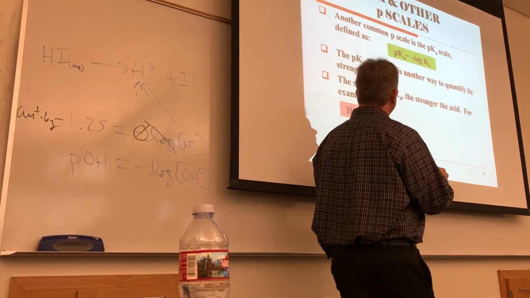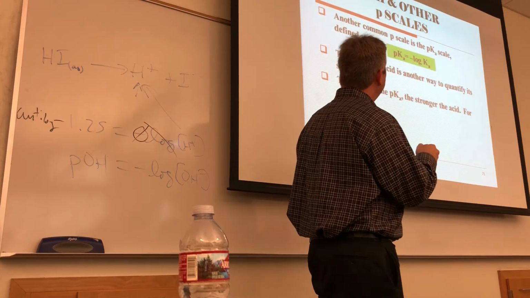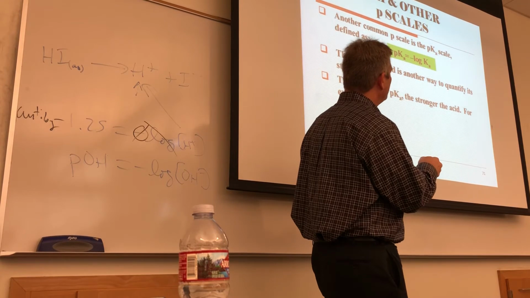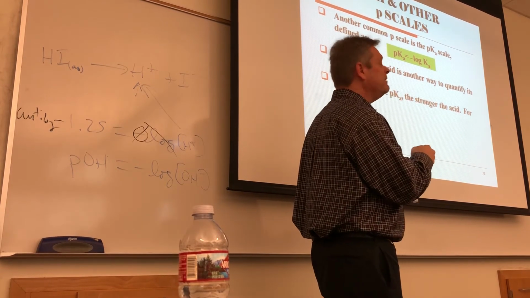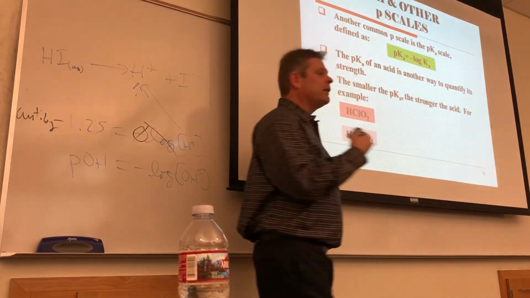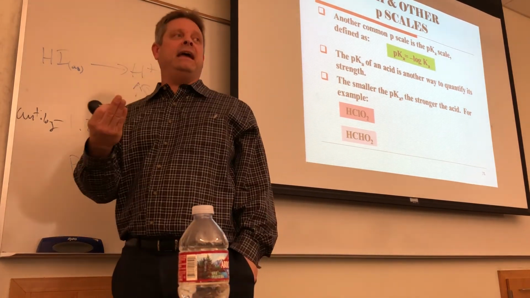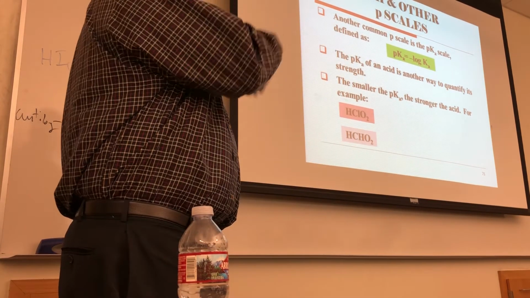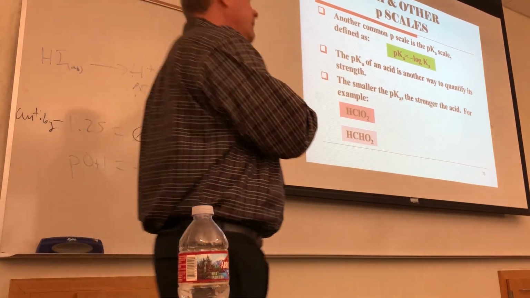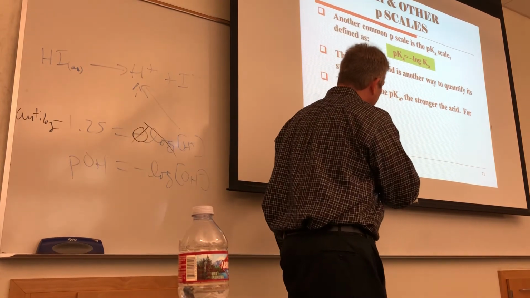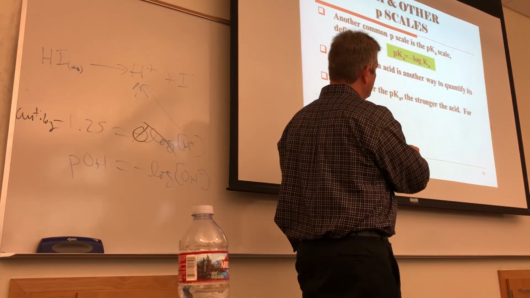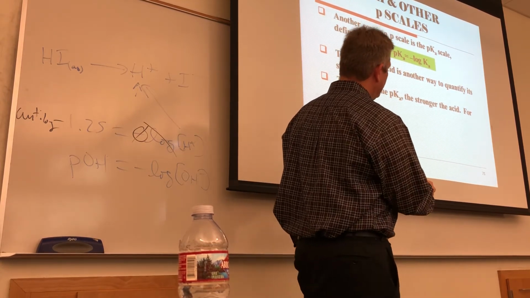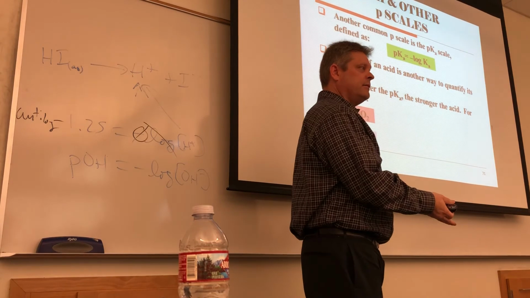The odd thing about this is we're looking at other p scales. We looked at the pH and the pOH, and now, just because we're talking about other p scales, we're going to look at the pKa, but we haven't actually talked about Ka in the context of an equilibrium of an acid appropriately yet. So we're just going to do a little side thing here, talk about the pKa, which is just this: the negative log of the Ka. And the smaller the pKa, the stronger the acid.